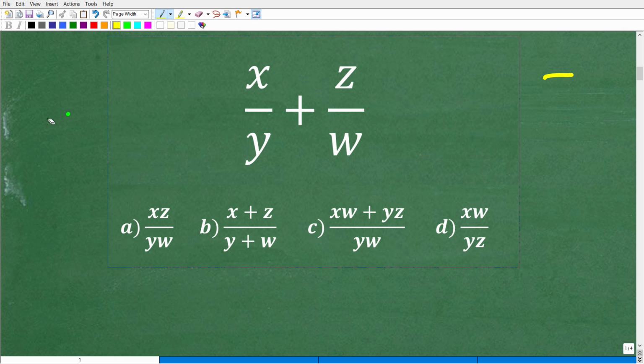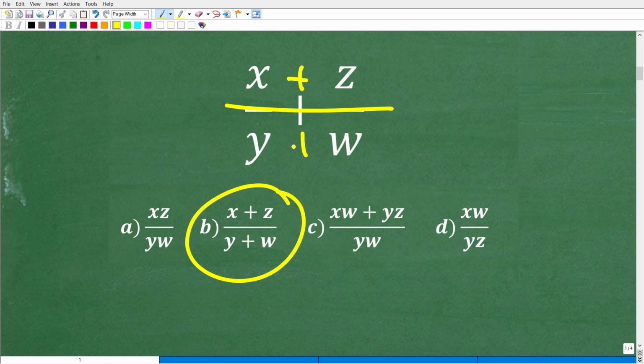Now, probably a lot of you were looking at some of these answers. You're like, yeah, this looks pretty good right here, maybe B. So maybe if we're adding these things up, maybe we go X plus Z, and then that's our numerator, then Y plus W. So this looks pretty good. I'm going to guess B. Well, that's wrong, but it's still a pretty good guess.